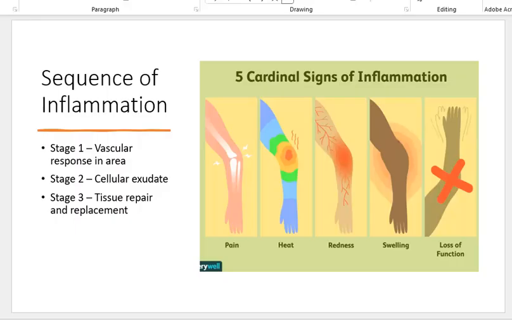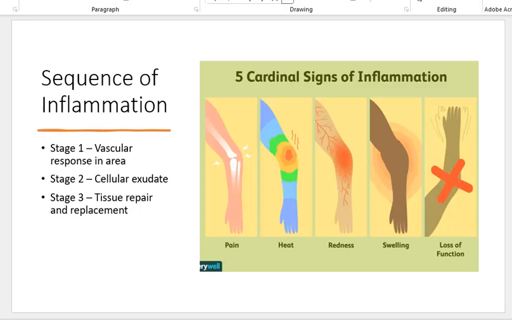So first you have the triggering event, which is the injury, infection, harmful stimuli, whatever that event may be. The damaged cells release chemical mediators such as histamine, prostaglandins, or cytokines. The blood vessels vasodilate. That increases blood flow. The capillaries become more permeable. Plasma proteins and fluid leak into the tissue, causing swelling. The key players for stage 1 are mast cells and basophils.